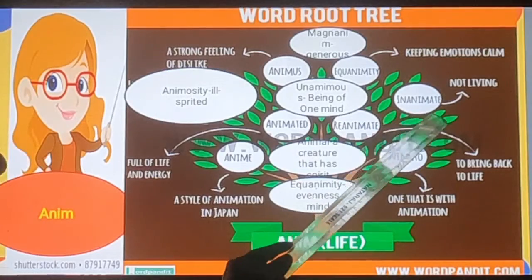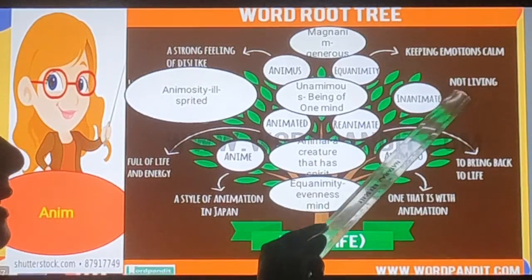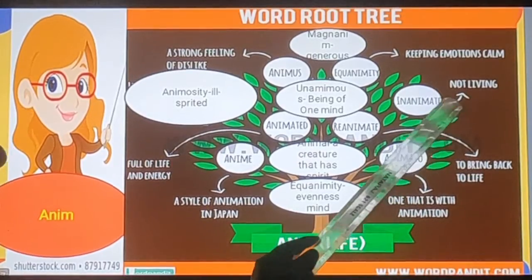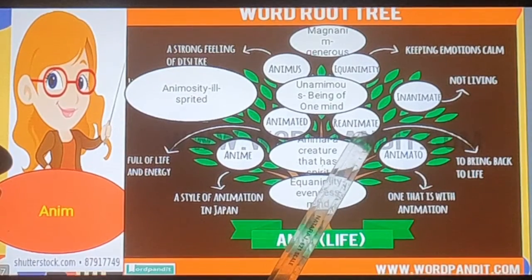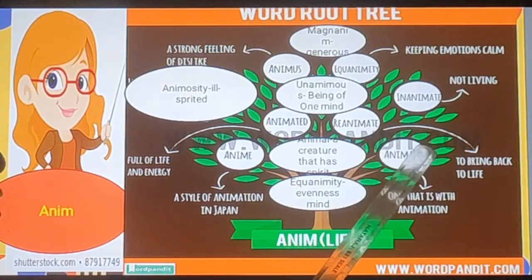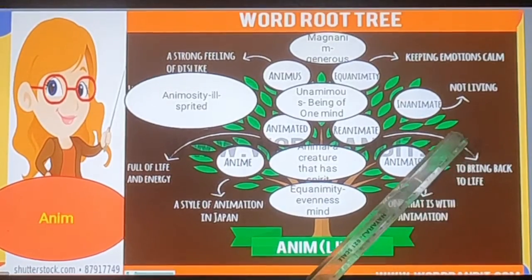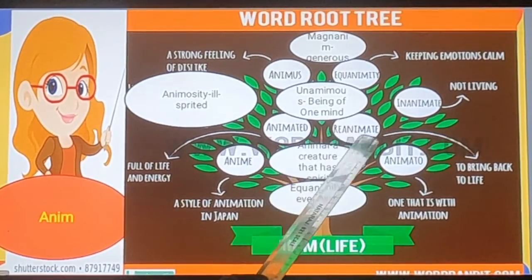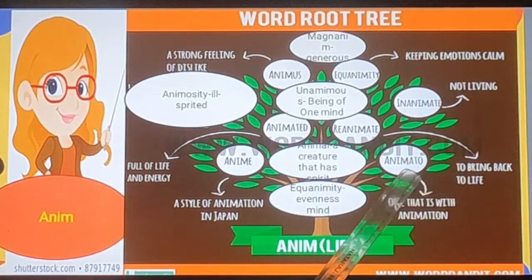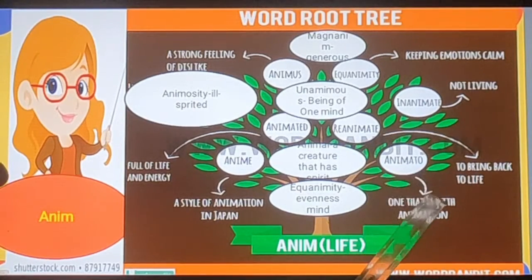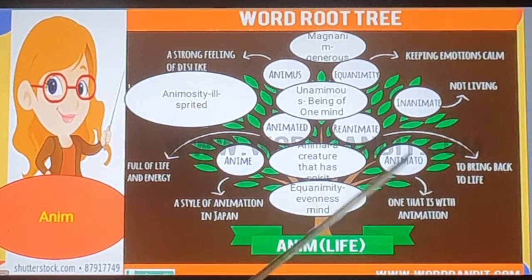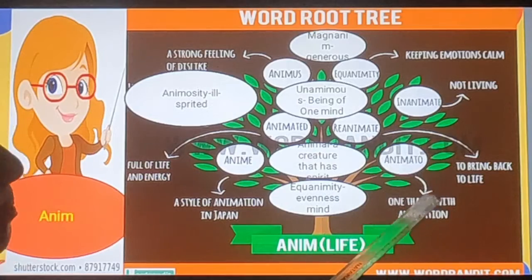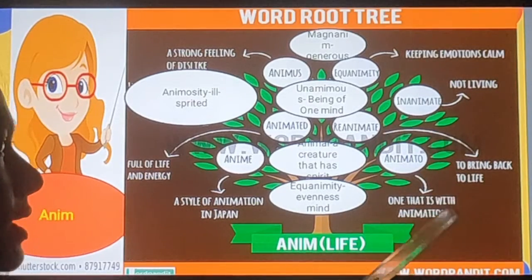And inanimate. Inanimate means not living. It means not having a life. That is called inanimate. And reanimate. Reanimate means to bring back to life. To bring back to life we call reanimate. Next one, animato. Animato means one that is with animation, like a part of the animation. Animato means one that is with animation.